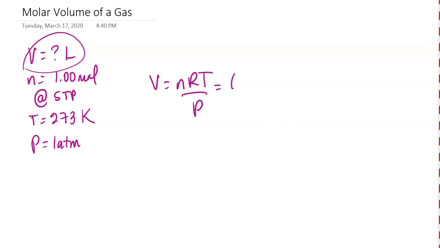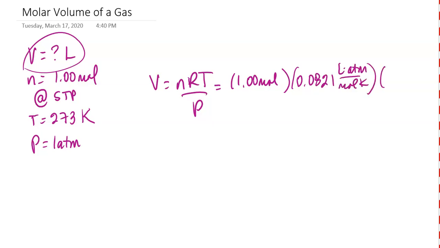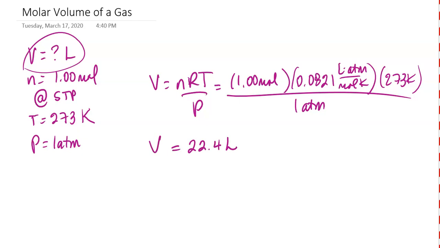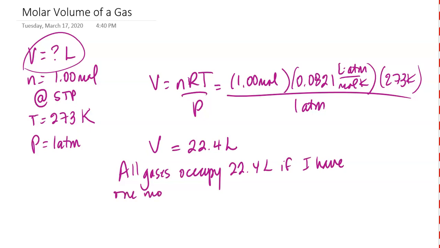And so if I plug in, that's 1 mole times the ideal gas constant, 0.0821 liter atmospheres per mole Kelvin. The temperature was 273 Kelvin, and the pressure is 1 atmosphere. So if I go ahead and do that math, that's 1 times 0.0821 times 273 divided by 1 atmosphere, and I get a volume of 22.4 liters. So what this is telling us is that all gases occupy 22.4 liters if I have 1 mole of the gas at STP. And so I'm sure you're looking at this result and saying, well, big deal, right?